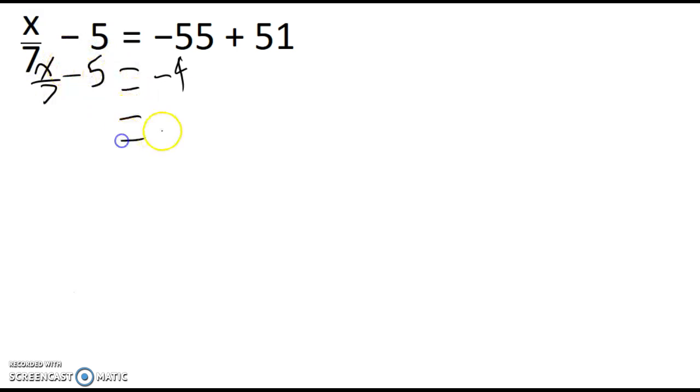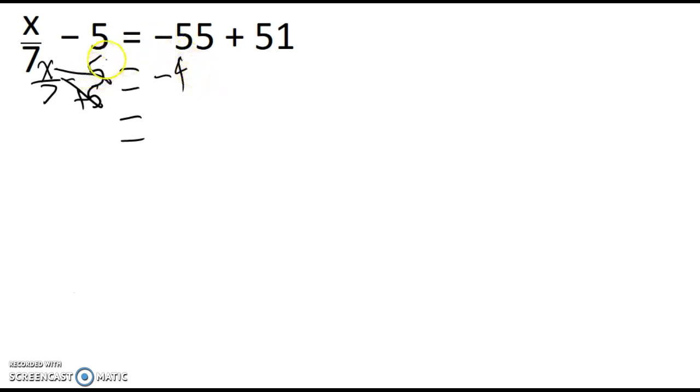Okay. So now we have this side as one number. We want to make the x all by itself. So to do that, we want to take away all the other numbers, and to take away the other numbers, we use inverse operations. Inverse operations are basically the opposite. So what's the opposite of negative 5? Positive 5. If you add negative 5 to positive 5, it equals 0. So if we add positive 5 to negative 5, it cancels it out.